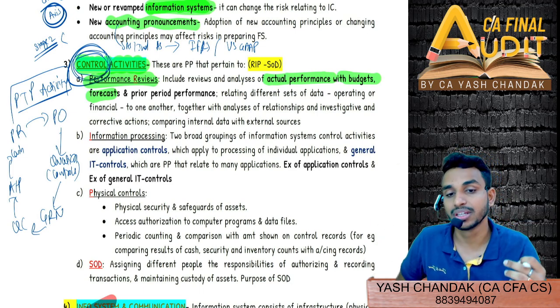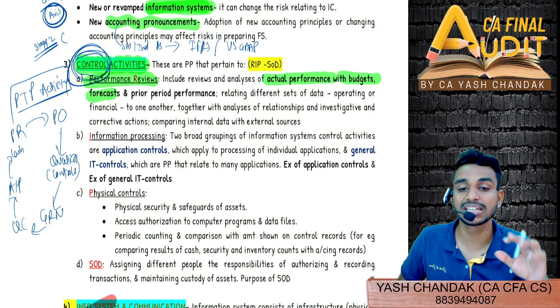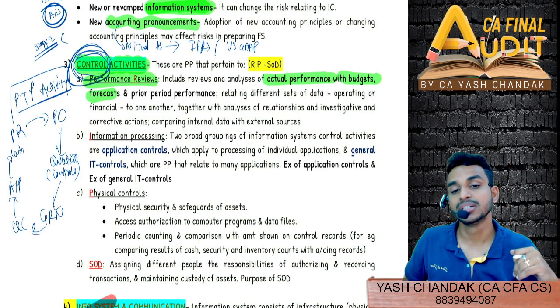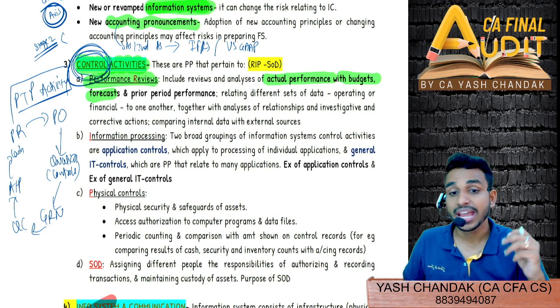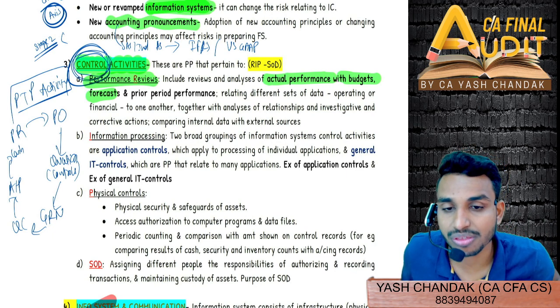There are so many other activities: P2P, OTC, order to cash, that is with respect to sales, then fixed asset, direct tax, indirect tax, FSCP, financial statement closing process.